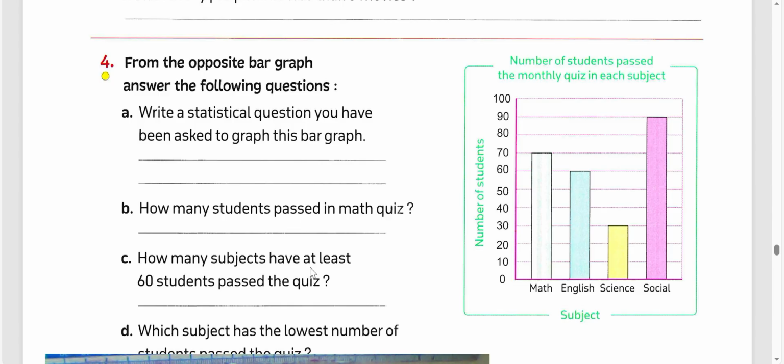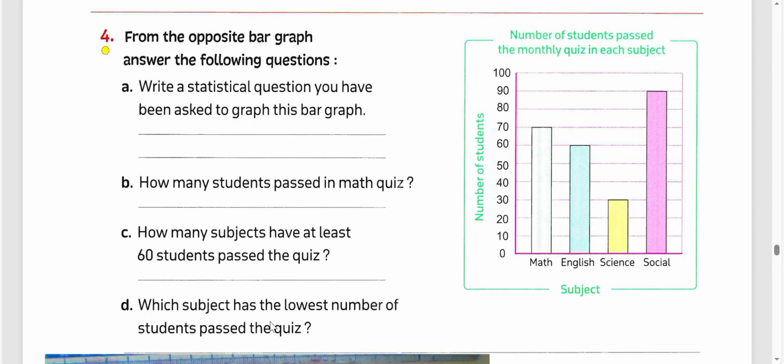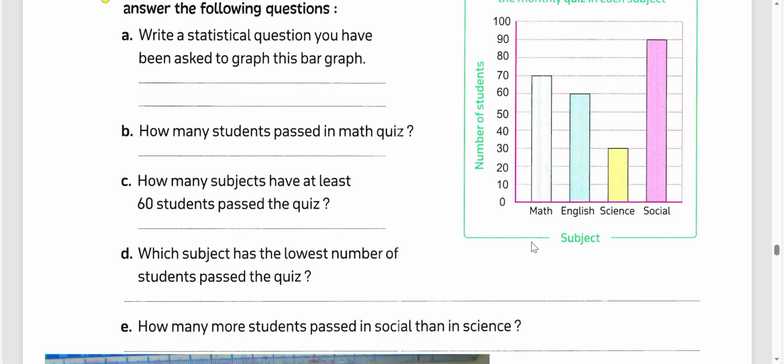How many subjects have at least 60 students? At least 60 students: English and social. Which subject has the lowest number of students who passed the quiz? It will be science. How many more students passed in social than science? We can find the difference. We have 90 here for social and science 30. 90 minus 30 is 60. Then the answer here will be 60.